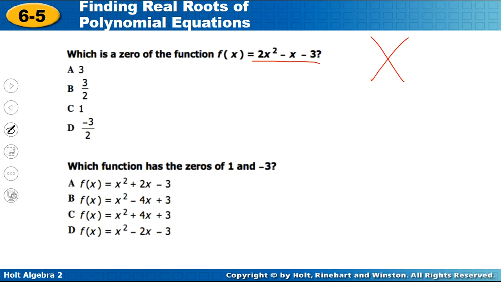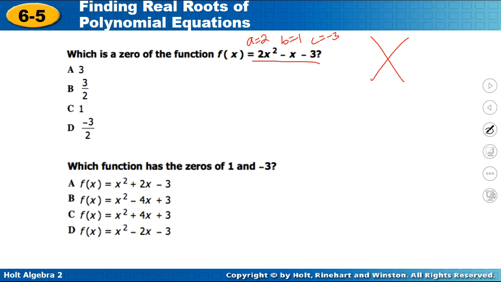So, the top goes A times C. A is going to be a 2, B is a negative 1, and C is a negative 3. So A times C, 2 times negative 3 is negative 6. B equals negative 1. What 2 numbers multiply to negative 6 and add to negative 1? I'll save us some trouble here. I think it's negative 3 and positive 2.